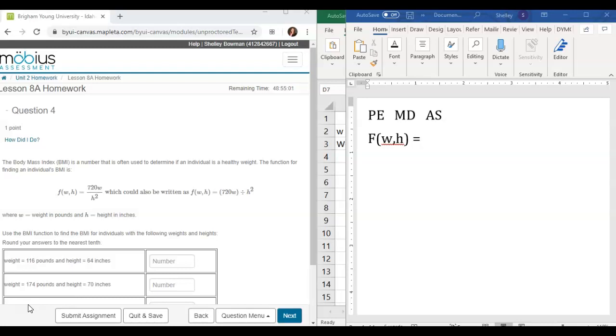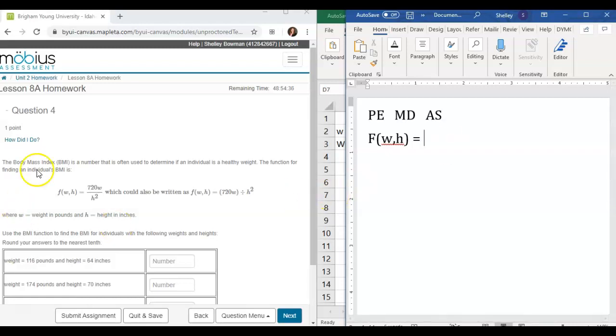Use the BMI function to find the BMI for individuals with the following weights and heights. Round your answer to the nearest tenth. Over here on the right, I have our function notation, f of W and H, and a reminder of the order of operations. Please excuse my dear Aunt Sally, or PEMDAS, however you want to remember it.